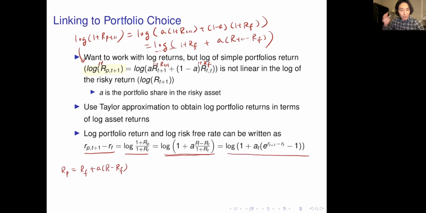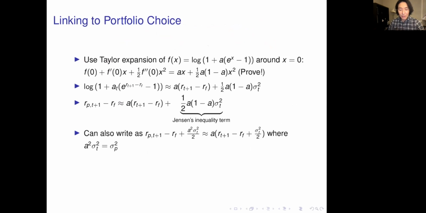Okay? 자, 이 다음에 log Taylor expansion을 쓸 수가 있어요. This technique is going to be very useful and it comes over and over in financial economics. So Taylor expansion of 자, 로그 리턴을 테일러 익스펜션 하는 겁니다. 지금 어떻게 되냐? 이 펑션을 테일러 익스펜션을 하게 되면 이렇게 되고요. You can prove it by doing the usual simple Taylor expansion.